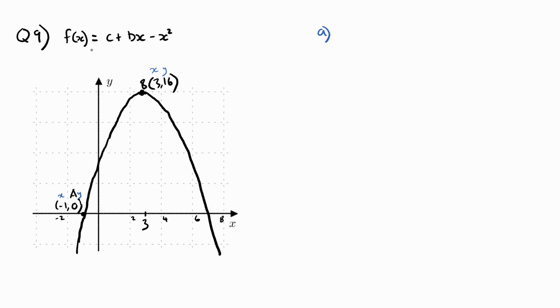And it's represented by this equation here, f of x equals c plus bx minus x squared, and we'll get to this in a second. That looks a bit daunting right now, but let's just focus on part A, which is the axis of symmetry.